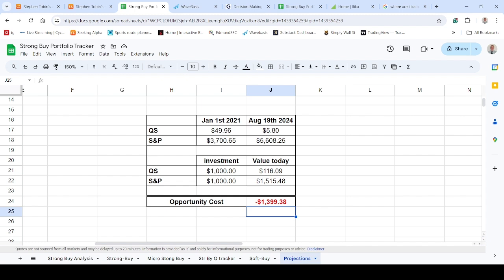The S&P investment was much easier. I just give that to some manager, or I buy an ETF and passively do nothing about it. Today, my potential QS investment would have been worth $116, and my potential S&P investment would have been worth $1,515. So the opportunity cost was minus $1,399. Now, I'm not rich enough to be prepared to chuck away $1,399 just on the hope of it getting better.